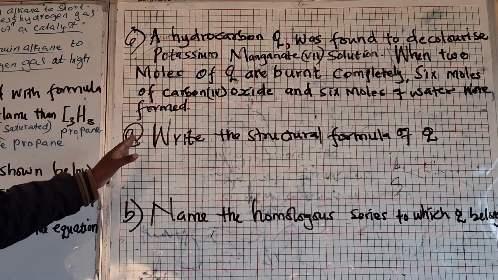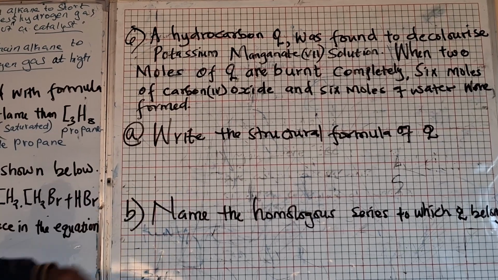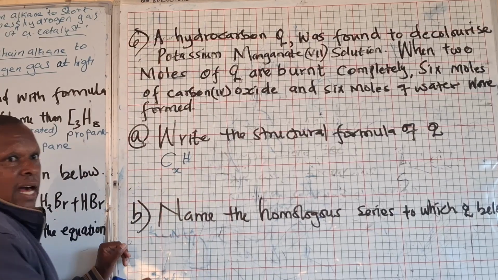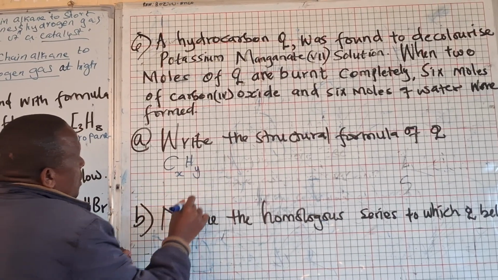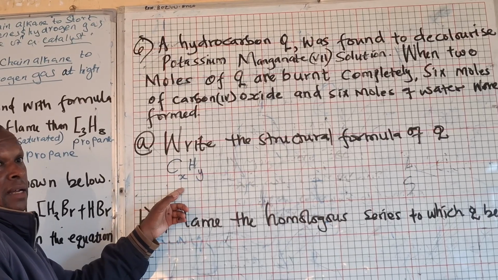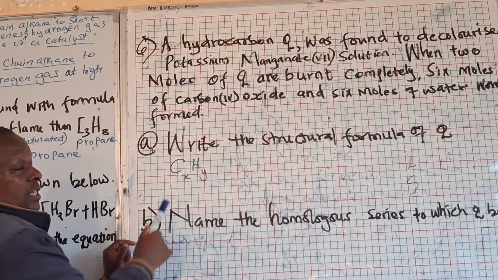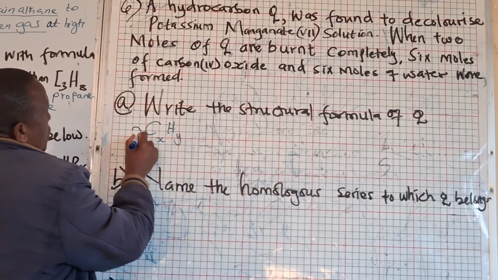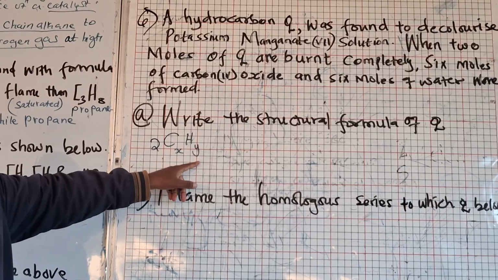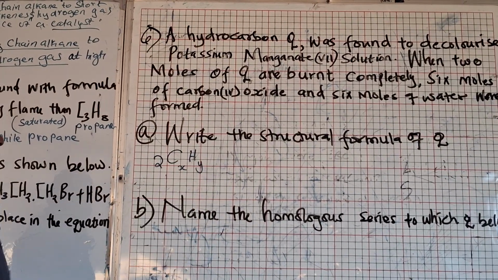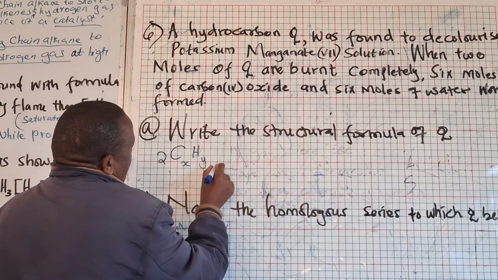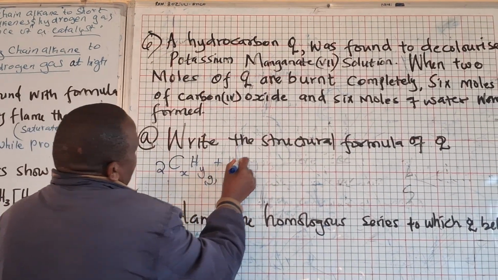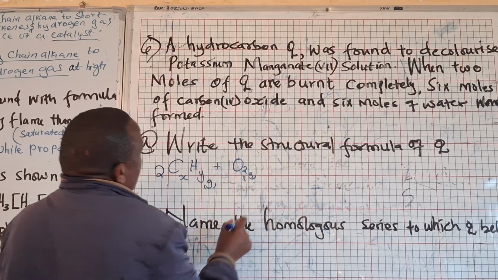Okay, when 2 moles of Q are burnt, so we are having a hydrocarbon which is CxHy. We don't know how many hydrogens or carbon atoms are present. So we have been told 2 moles of a hydrocarbon which we don't know, but we know it is either alkene or alkyne. This is a gas. It's completely burnt, so you are reacting with oxygen gas.